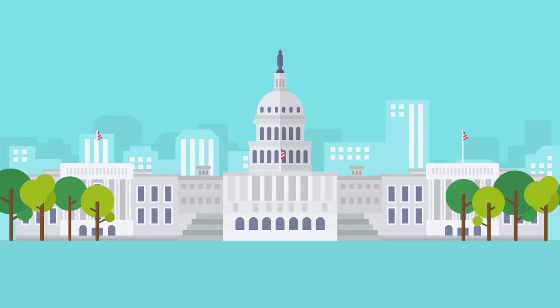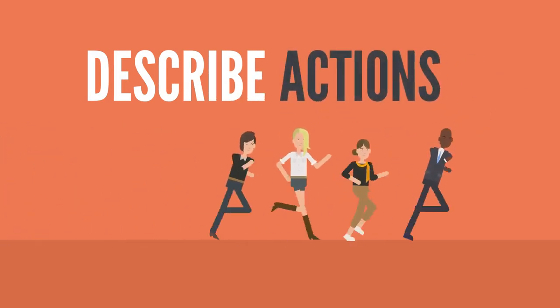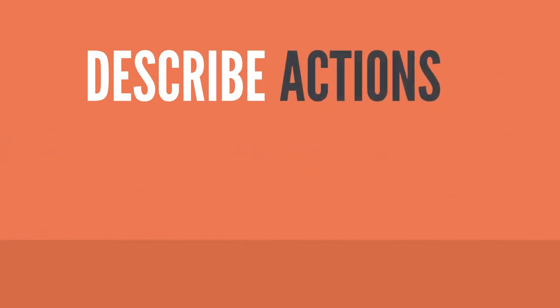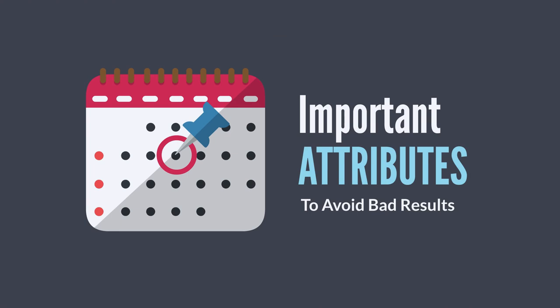They are built from finite state machine logic and define their behavior by actions that directly translate a discrete existing input, or before state, to an output or after state. More concretely, this means that components are defined by what is possible for that component to do via its actions. By defining components by their actions in this way, components potentially gain two important attributes when trying to avoid bad results.